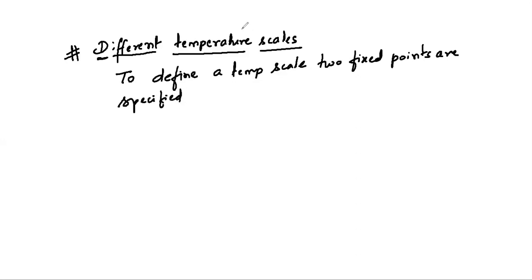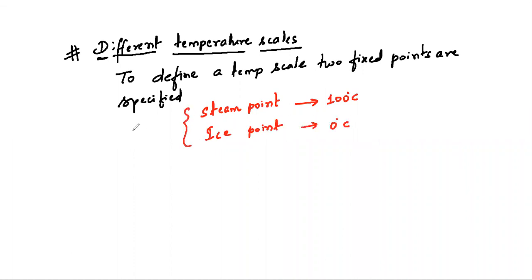So which are the two fixed points? One is the steam point, that is 100 degrees Celsius. Another is the ice point, that is 0 degrees Celsius. So this is on the Celsius scale.